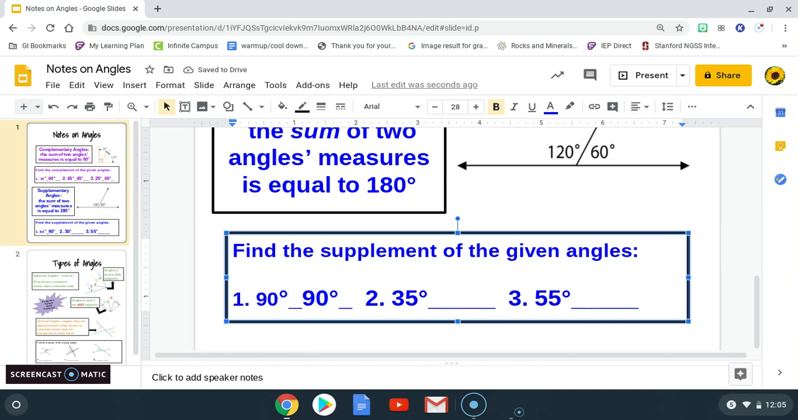The supplement of 35, you would take 180 minus 35, and that would give you 145. Okay? And number 3, 55 degrees. The supplement would be what? What do you guys think? You would take 180 minus 55, and you would get 125 degrees.